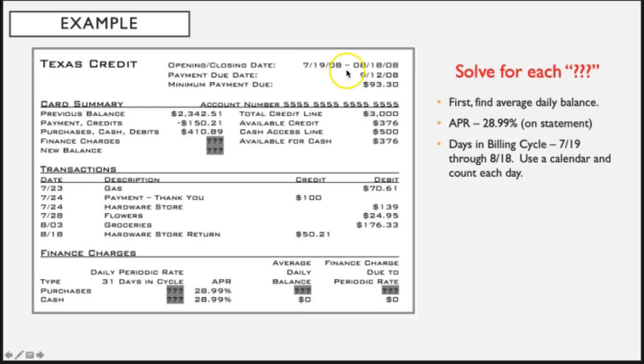If you want to find the number of days in the billing cycle, then you'll do July 19th, 20th, 21st, 22nd, 23rd, 24th, and so on. There's 31 days in July. Then you start over and go to August 1st, August 2nd, August 3rd, and so on, all the way through August the 18th. So if you would like to, then pause this recording and write out all of those days and then count the number of days in the billing cycle.